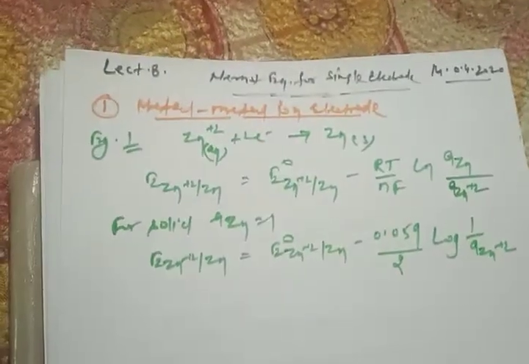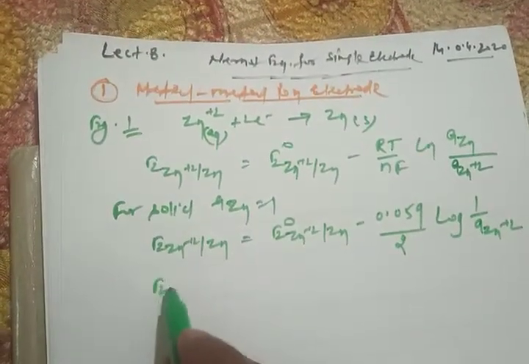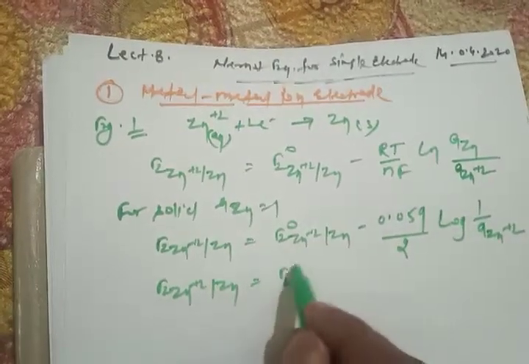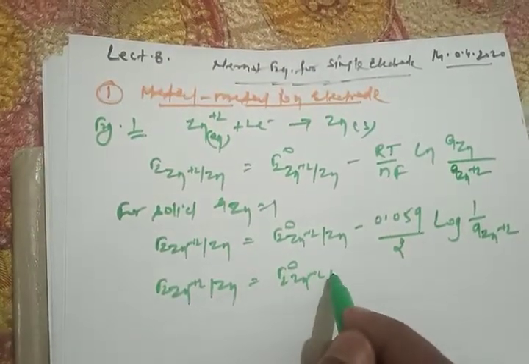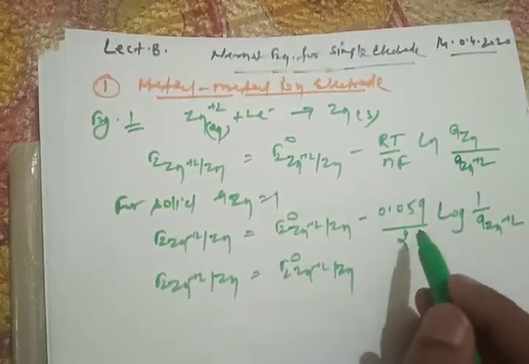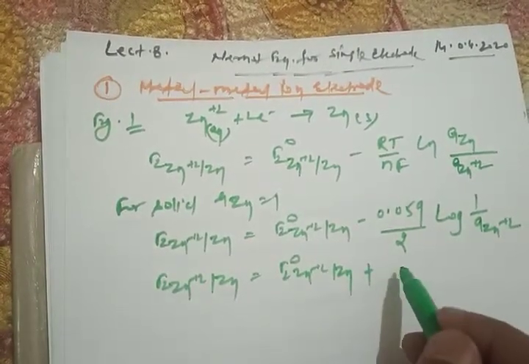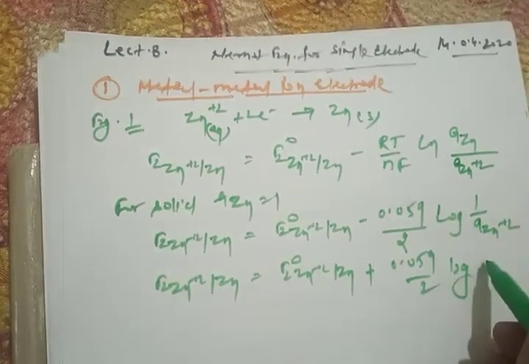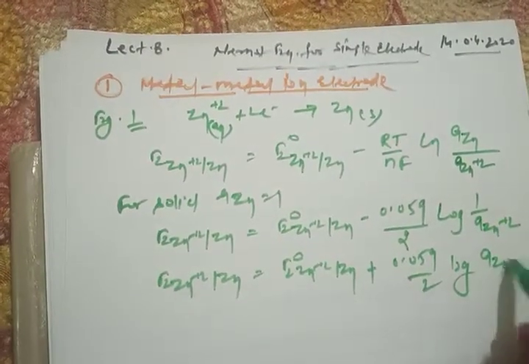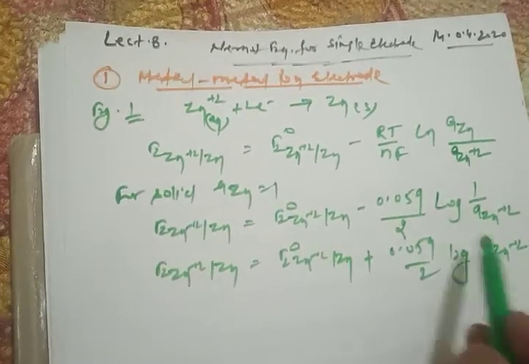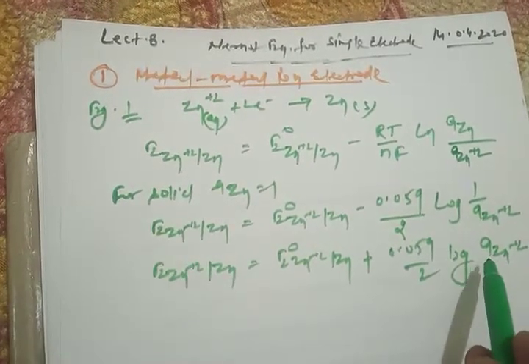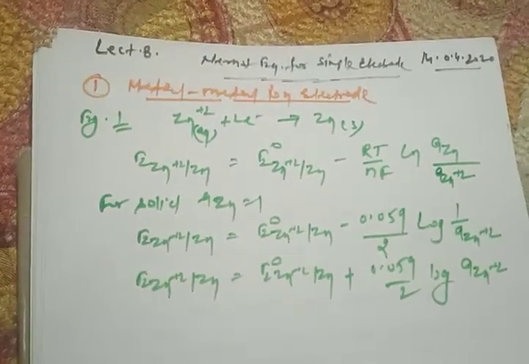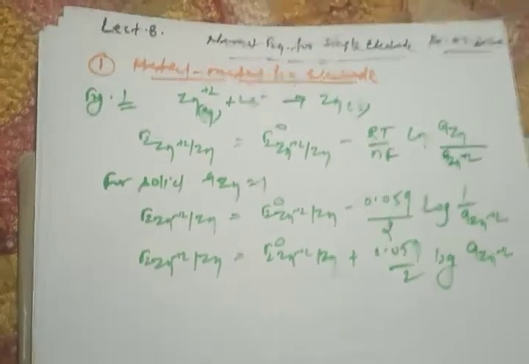So you can update this also. E Zn2+/Zn equals E naught Zn2+/Zn, and if you change the sign here, it will be plus 0.059 upon 2 log a Zn2+. So if this comes, then the sign will be changed. So this is the simple equation in the case of a metal ion.